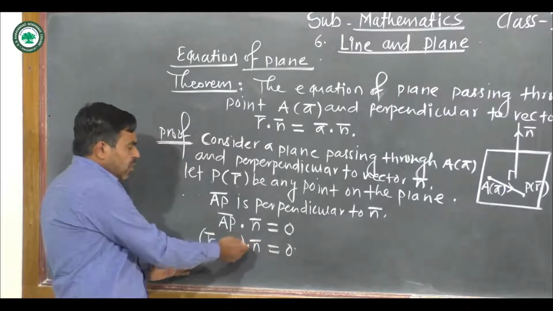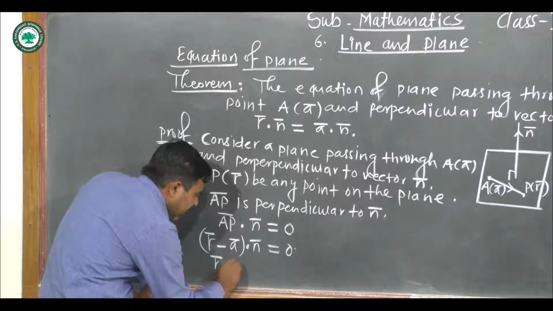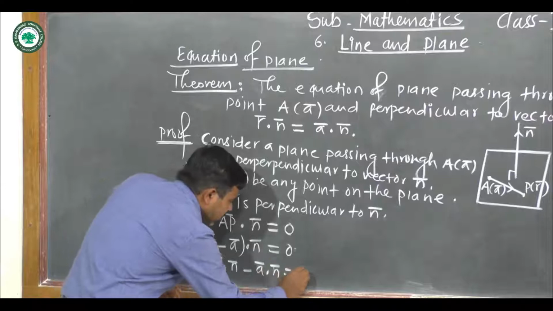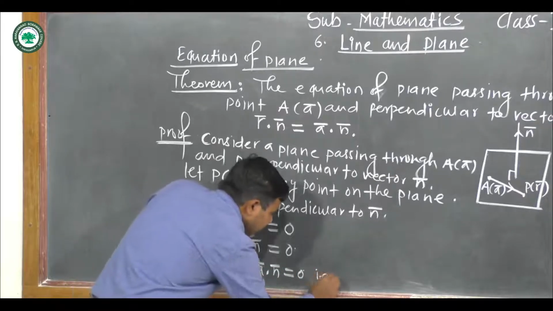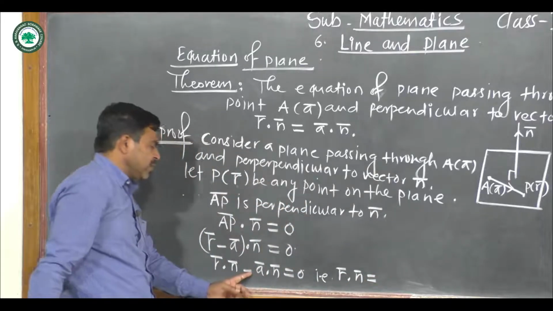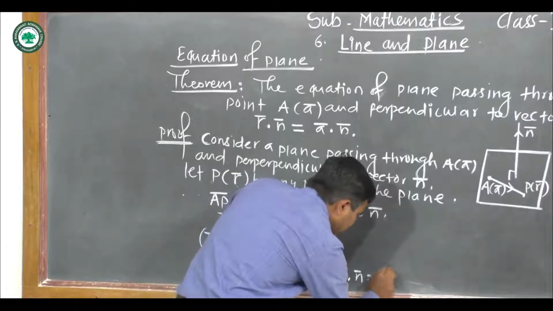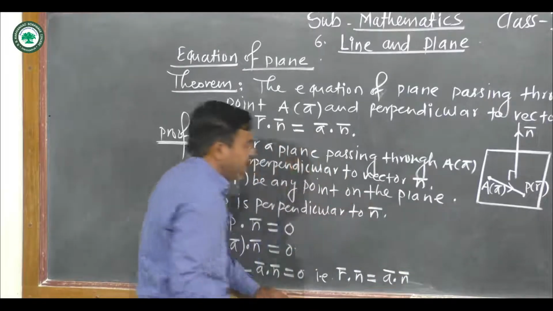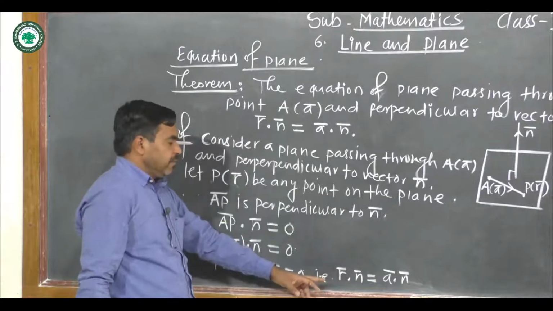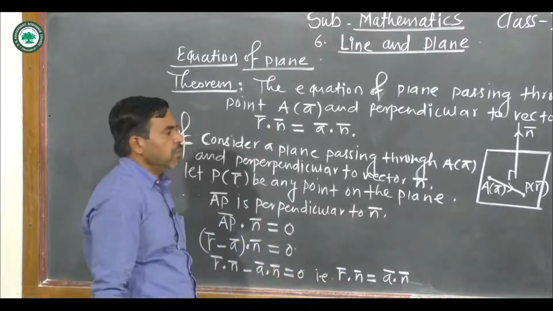Now distribute this dot product. So it is r bar dot n bar minus a bar dot n bar is equal to 0. That is, r bar dot n bar is equal to, shifting this minus a bar dot n bar to the right hand side, a bar dot n bar. And this is the vector equation of a plane passing through the given point and perpendicular to the given vector.